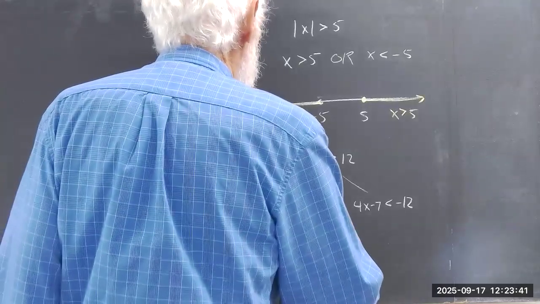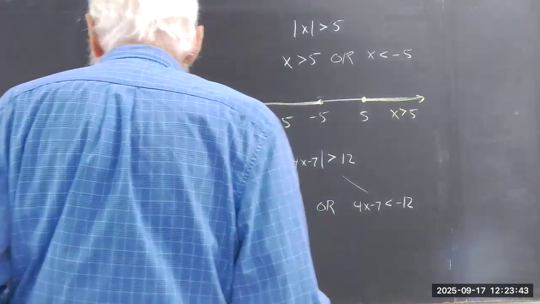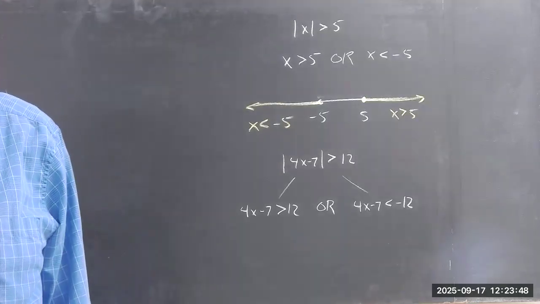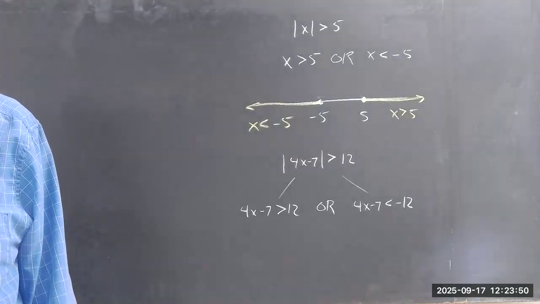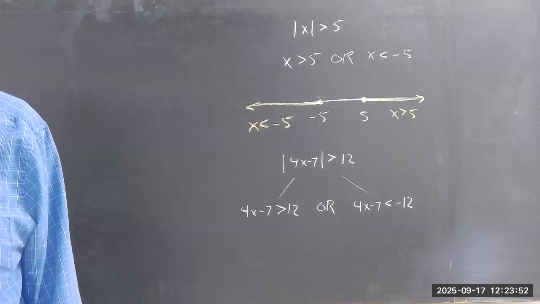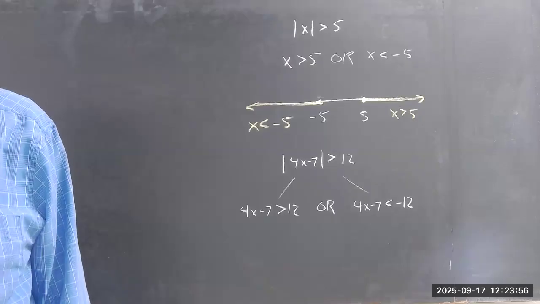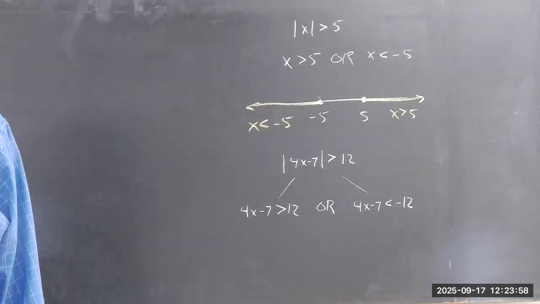But there's an or in here, and this is why I'm emphasizing the ors and the ands with absolute value equalities and absolute value inequalities. It's a little confusing, but it's worth sorting out, because if you sort it out, then you really understand it.